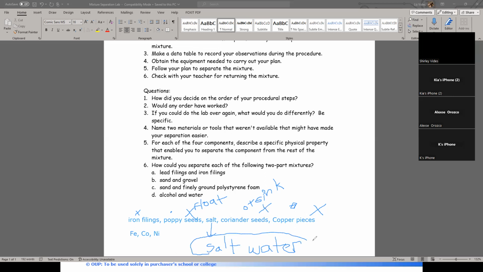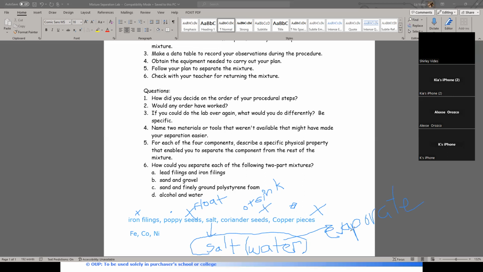And for this one, you can evaporate the water. You can heat and evaporate it. I'm just going to put evap because it's kind of hard to write like this. Evaporate. I'm going to use my finger now. There. So then you have your salt. And there you go. You have a whole separation.